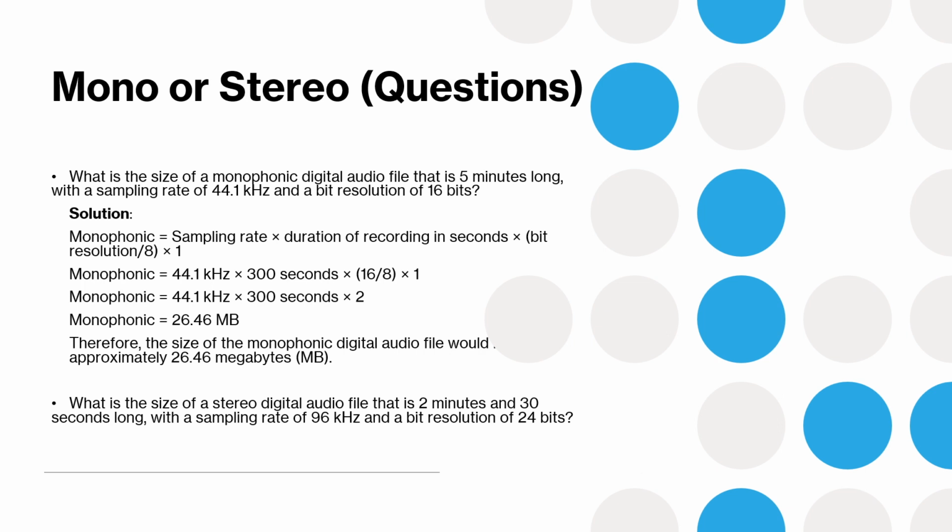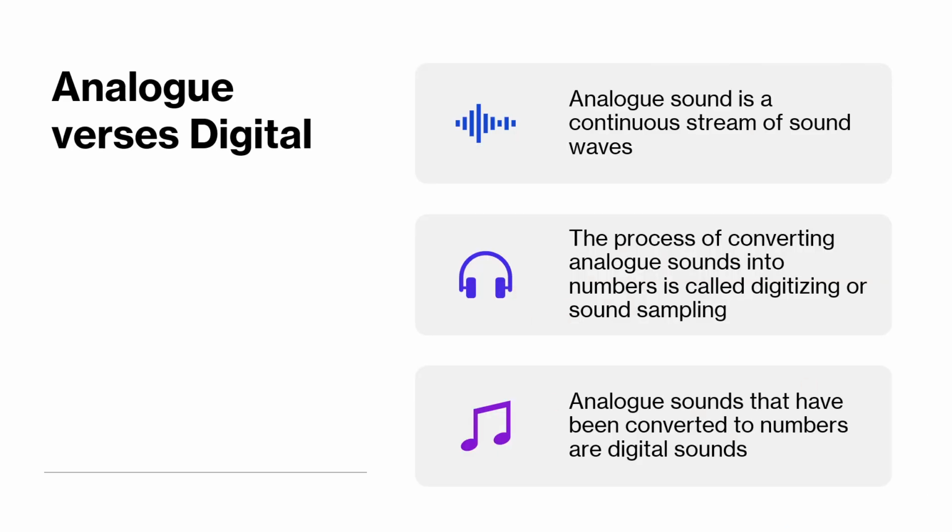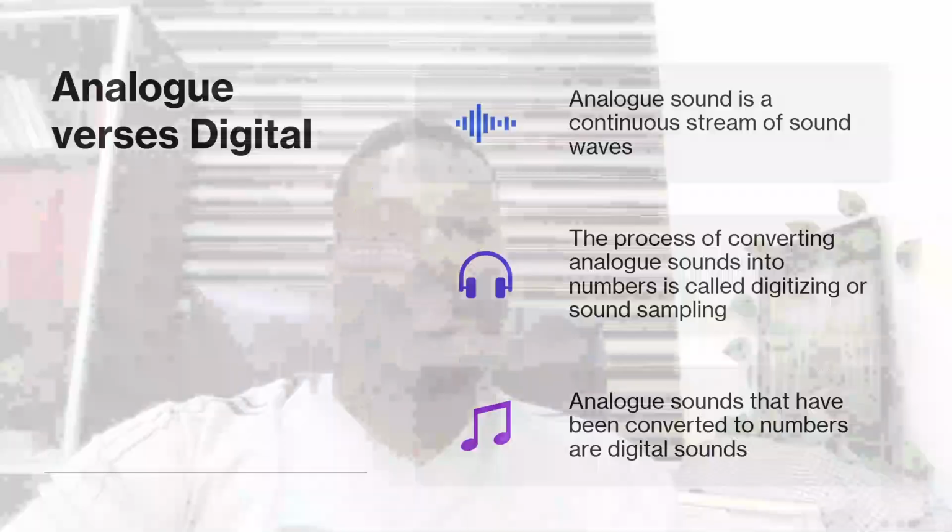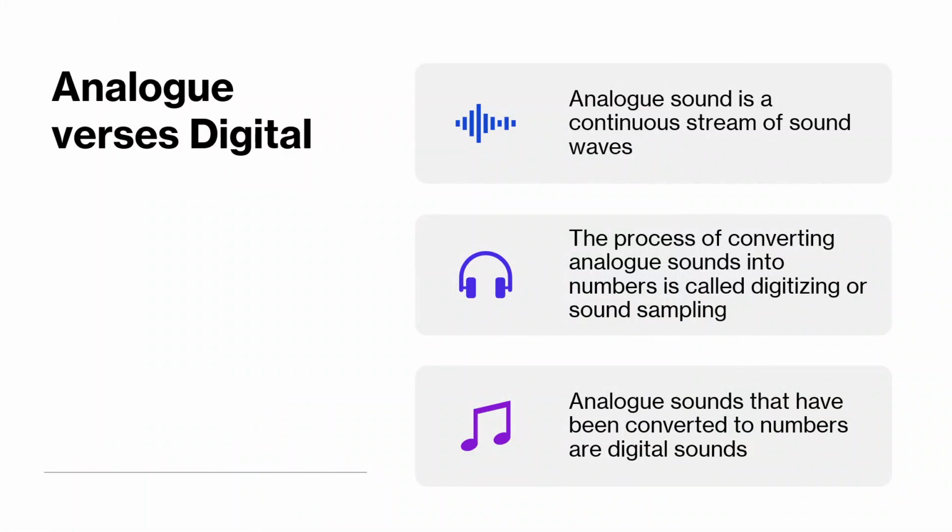All right, so now let's talk about analog and digital signals. We are still dealing with sound, so let's talk about analog versus digital. Generally, there are two types of sound. Anytime you hear of sounds, there are two types: we have the analog sound and also the digital. The analog sound is a continuous stream of sound waves.